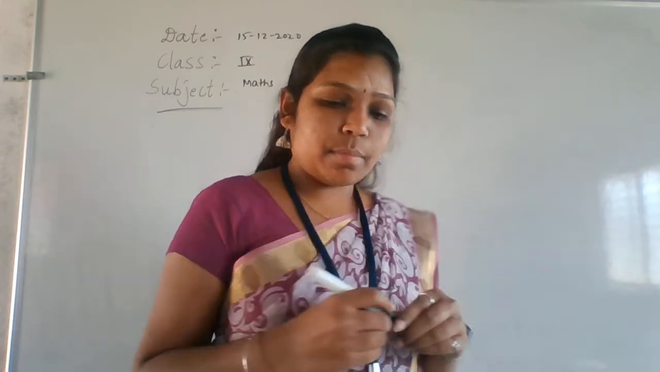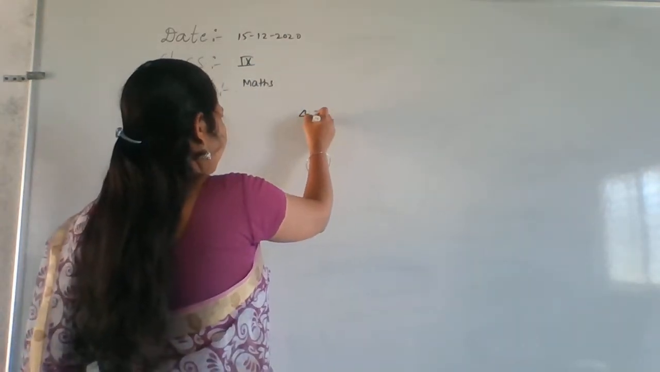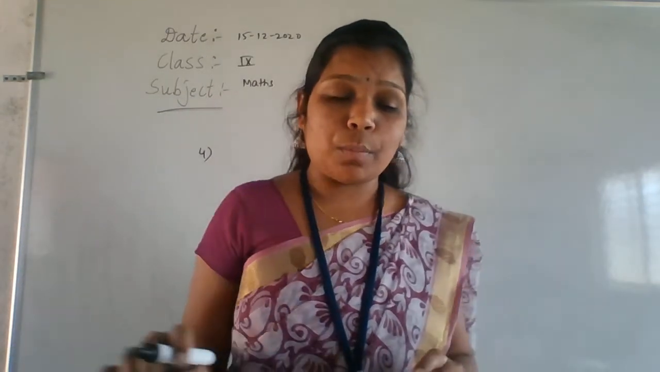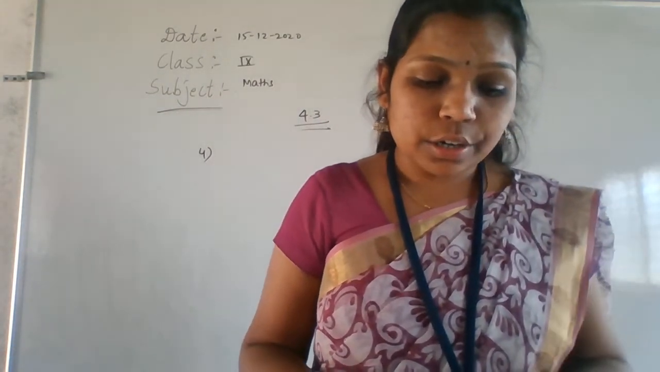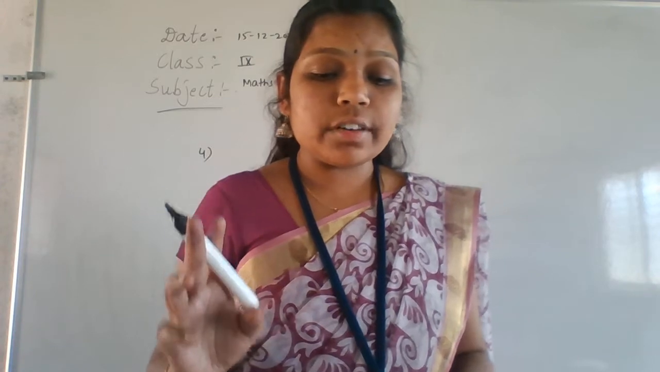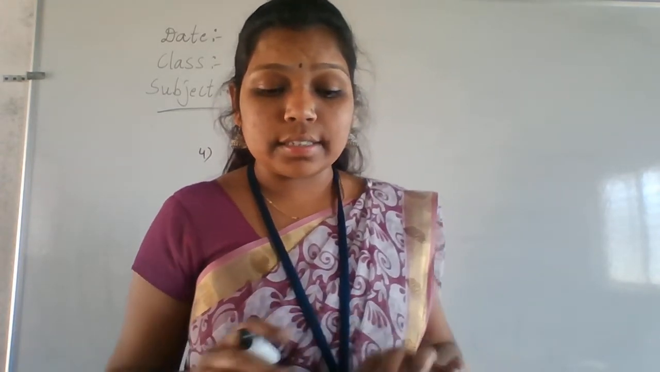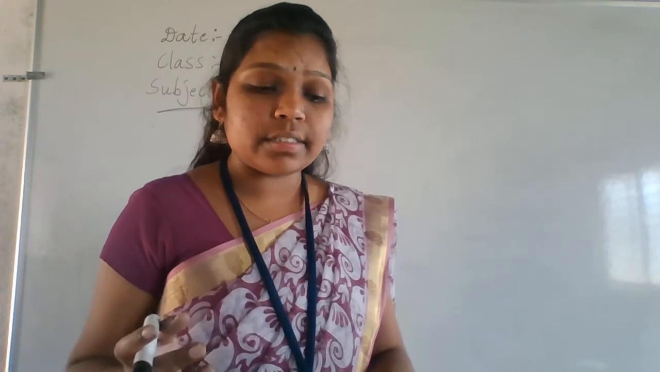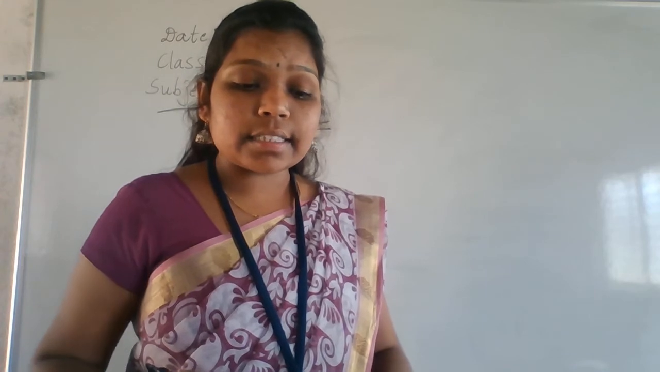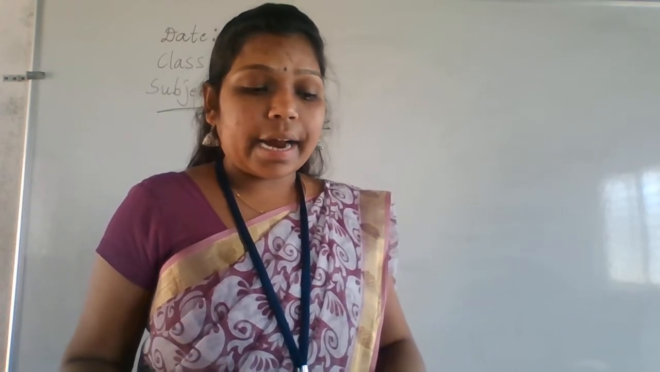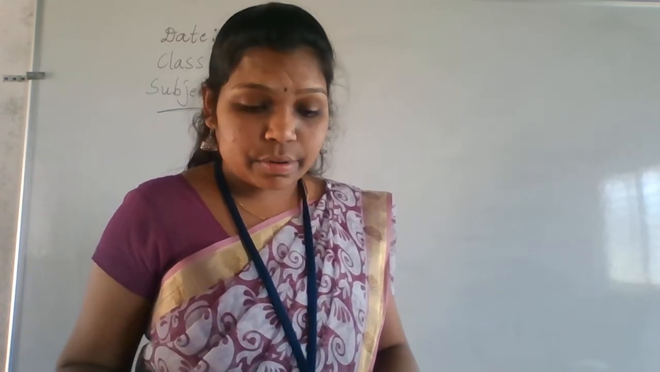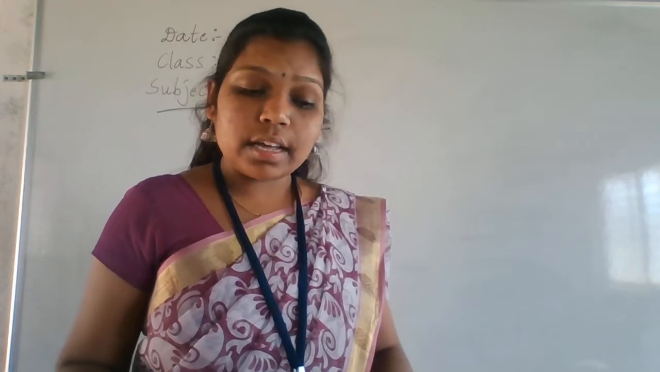Exercise number 4.3, the fourth main. What is the fourth main question? Read properly here. The taxi fare in a city is as follows. For the first kilometer the fare is rupees 8 and for the subsequent distance it is rupees 5 per kilometer. Taking the distance covered as x kilometers and total fare as y, write a linear equation for the information and after that you have to draw its graph here.